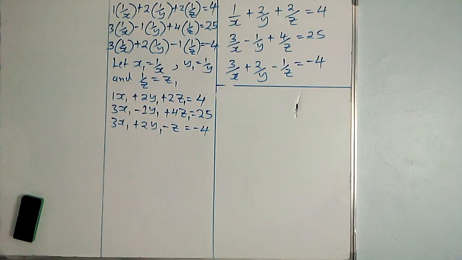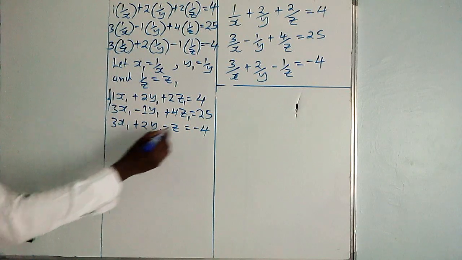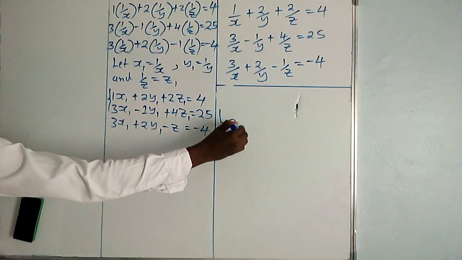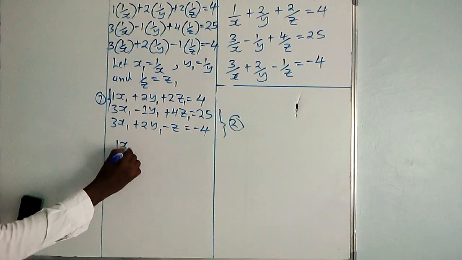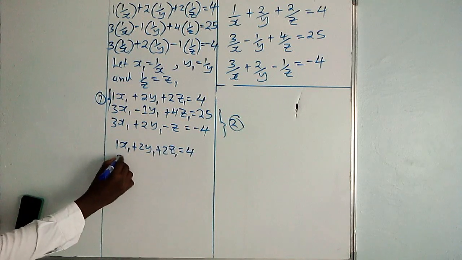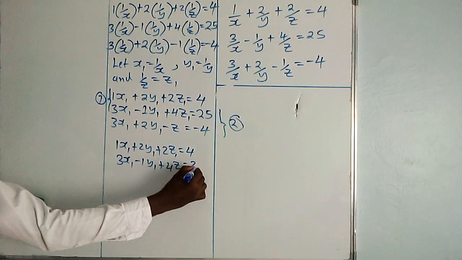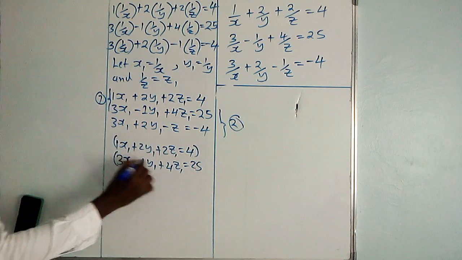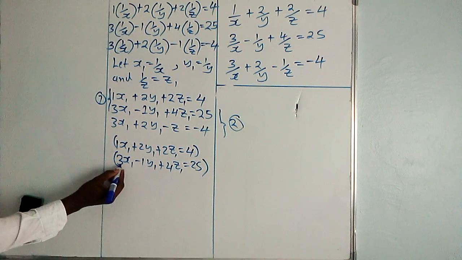So for you to use the method of elimination, this is what you do. You use the first two equations, that is equation 1, then the last two equations to form equation 2. Are we together? So you come and now state in the next line, I have 1x1 plus 2y1 plus 2z1 to be equals to 4, and 3x1 minus 1y1 plus 4z1 is equals to 25. So what you do, you want to eliminate the first variable, which is x1. Are we together? What you do is to interchange the coefficients of x1.